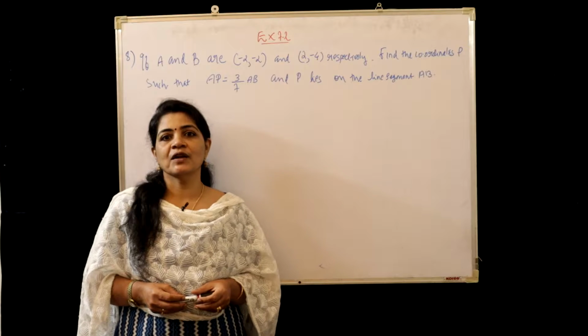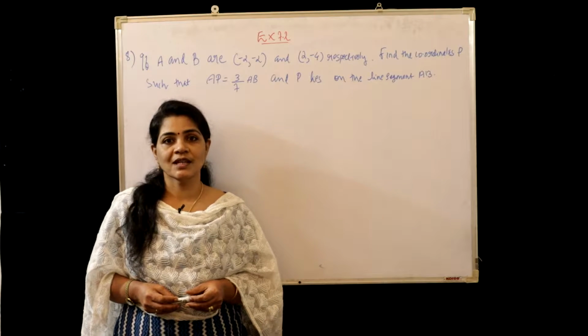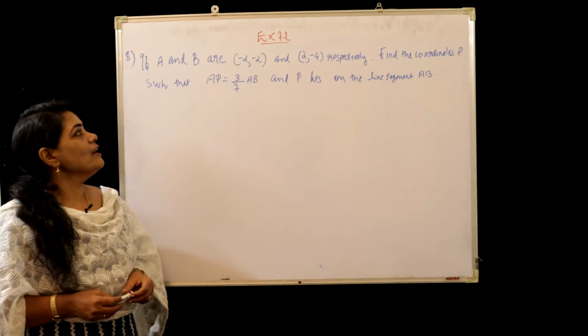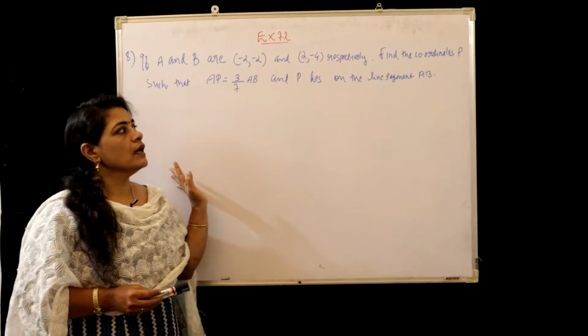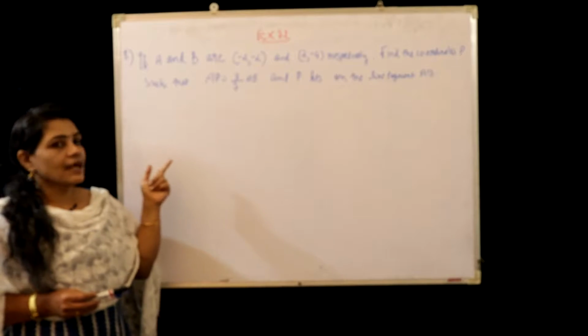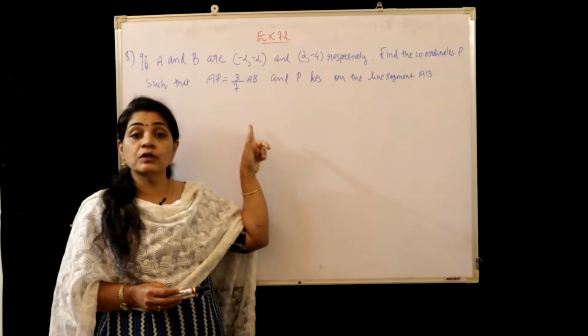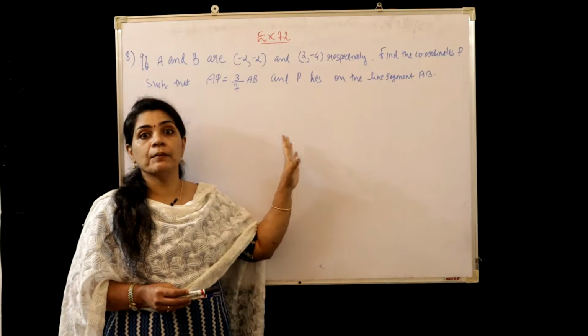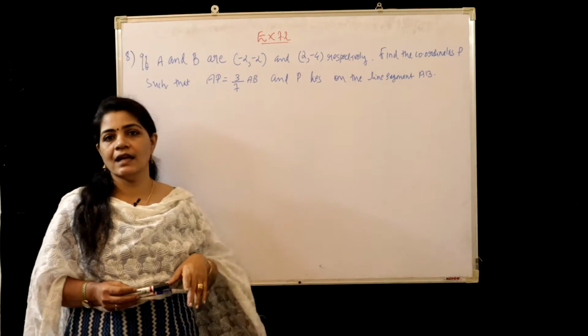In this video, we are continuing exercise 7.2, question number 8. If A and B are two given points, find the coordinates of P such that AP equals 3 by 7 of AB and P lies on the line segment AB.